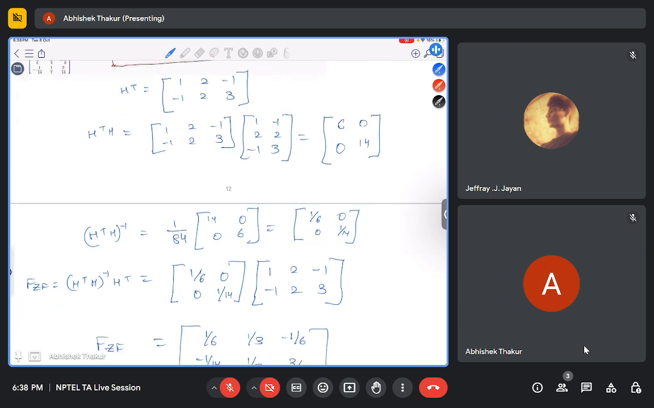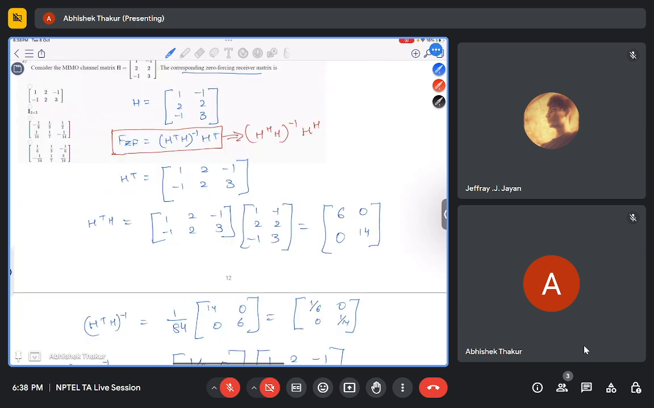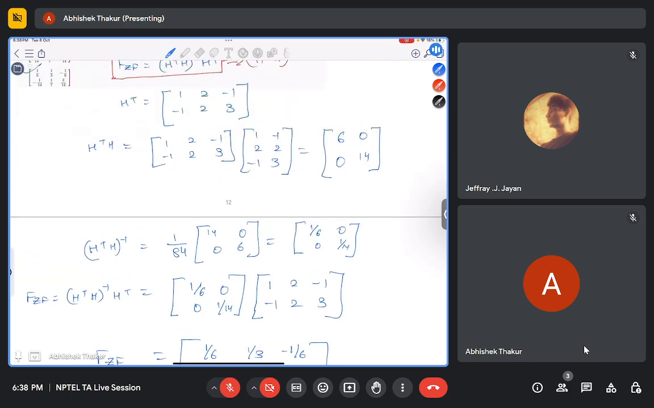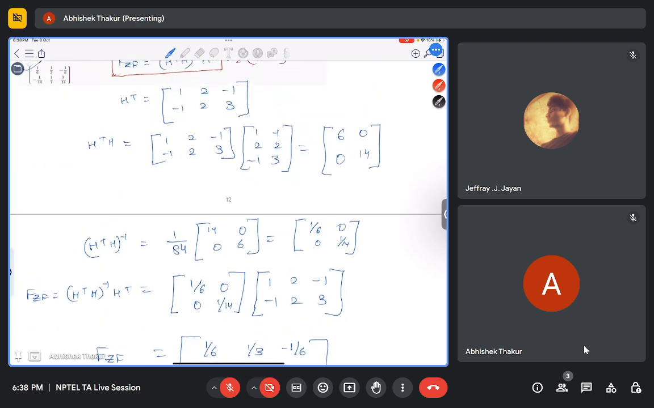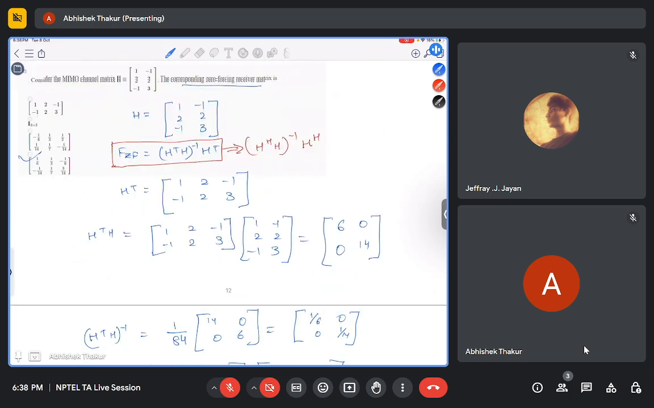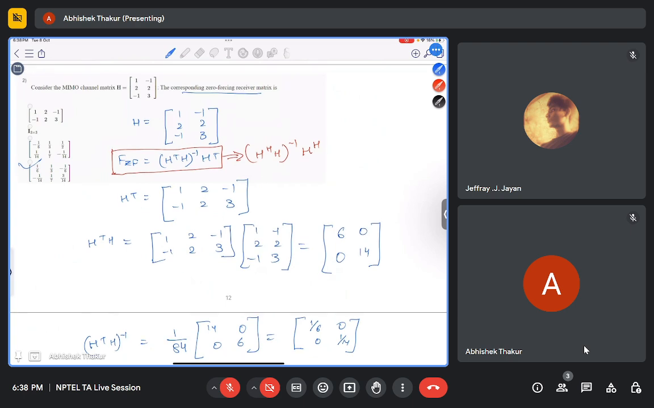So in this question it is only asking which is the correct answer. That is option number C, I guess. 1 by 6, 1 by 3, minus 1 by 6, minus 1 by 14, 1 by 7 and 3 by 14. So this option is the correct option. Actually this is option number D. So this is the correct answer.